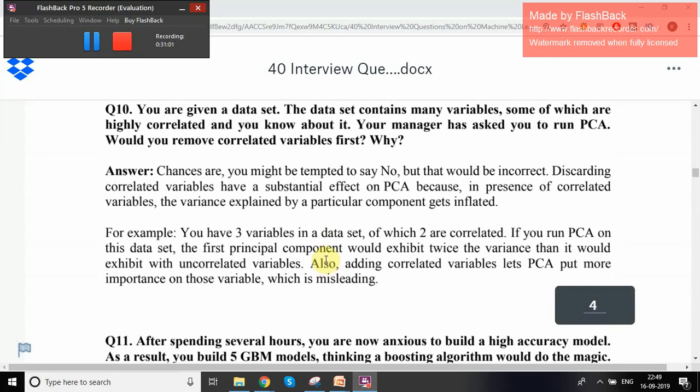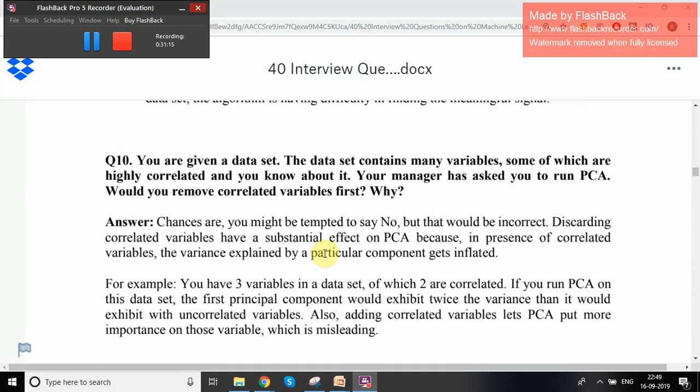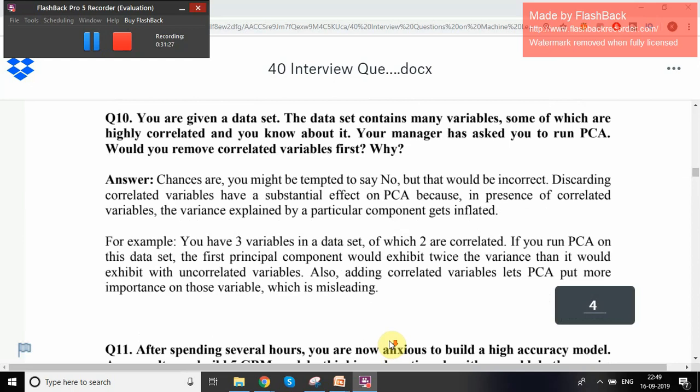You are given a data set. The data set contains many variables. Some are highly correlated, and you know about that. Your manager asks you to run PCA. Would you remove the correlated variables first, and why? Chances are I would say no, because obviously when we are able to identify the correlation, then there is no need for doing PCA for that. Directly we can convert that into the data and then try to utilize it.